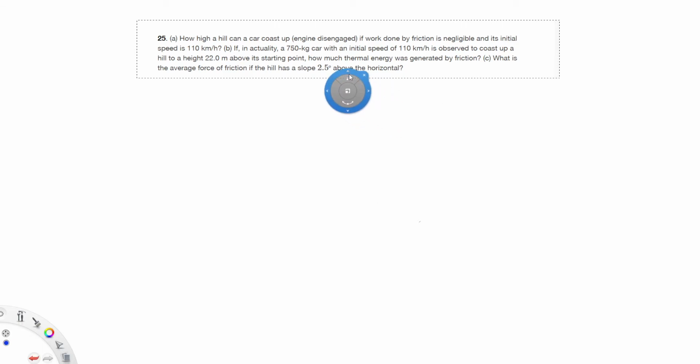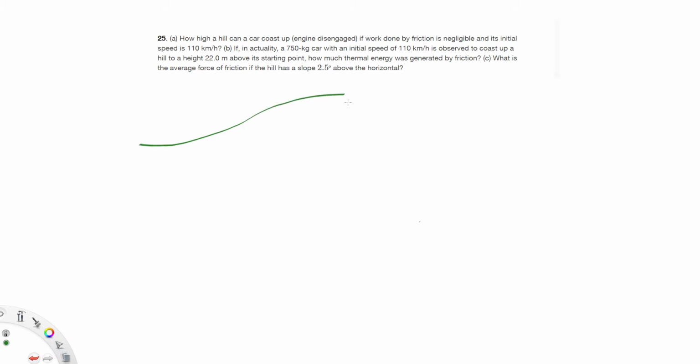All right. So let's say you are driving and you stick the car in neutral right as you start to go up a hill. How far up the hill can you make it? So here's our hill. Here's our car.